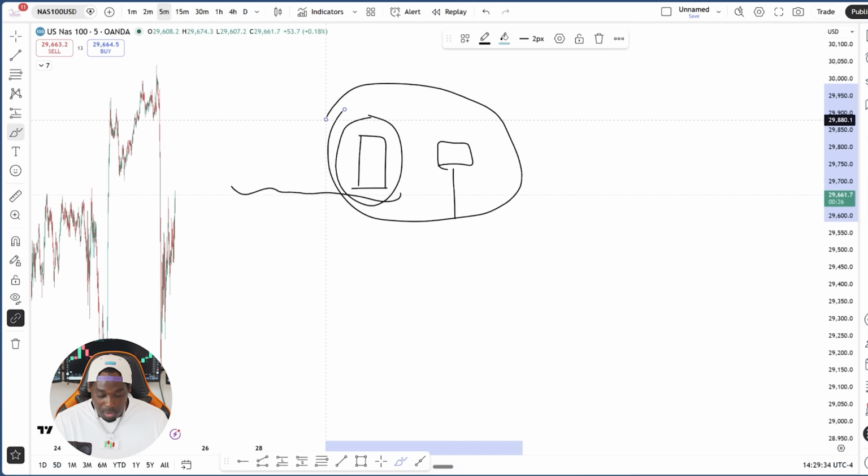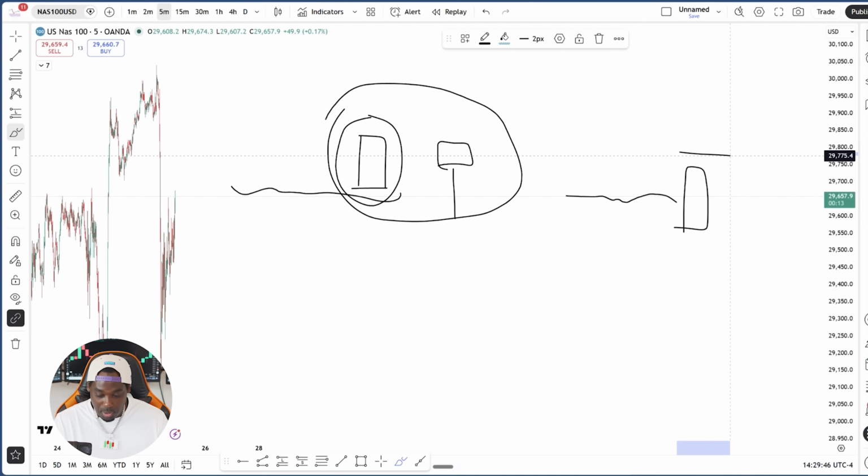Or I can get in, okay, just by seeing that level. Whatever first reaction I get from that level, I could get into. So let me show you guys some examples so this could actually make sense.